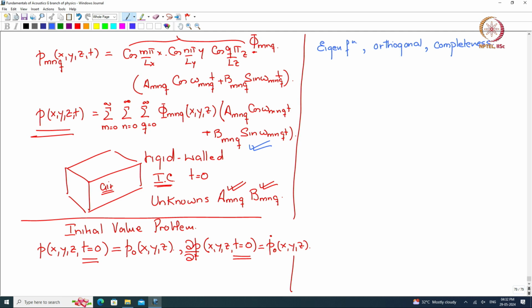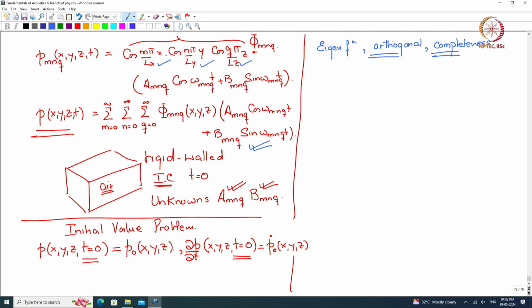Okay. So we will not get too much into this, this is not the course for this. We will use these two properties of the eigenfunctions to find out these constants A_mnq and B_mnq.